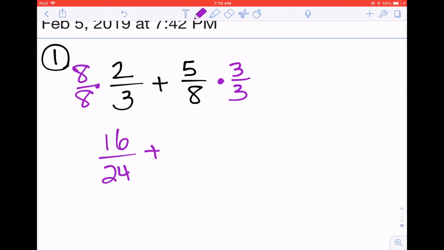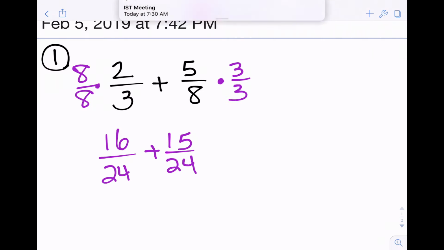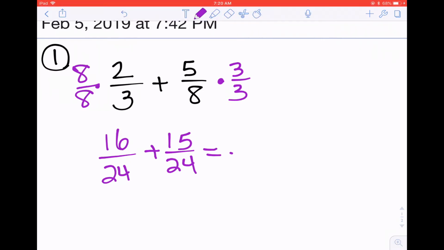16/24 plus 15/24. And when we add or subtract fractions and we get our common denominators, the denominator stays the same, and we just add the numerators. So we end up getting 16 plus 15, which is 31. And we can go ahead and leave it as an improper fraction and call it a day.